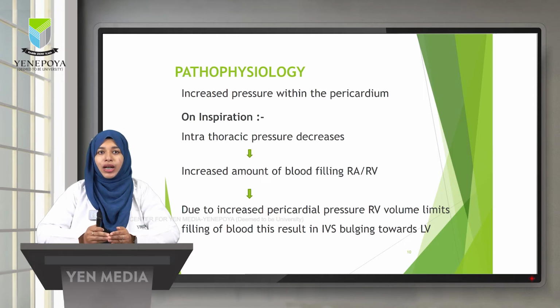Now, as I said, there will be increased pressure within the pericardium. Due to this increased pressure, your RV volume limits the filling of blood into the RV. So your RV free wall will not be able to dilate or open up completely. So your IVS is doing the work here. Your IVS will bulge towards your LV. This was the pathophysiology on inspiration.